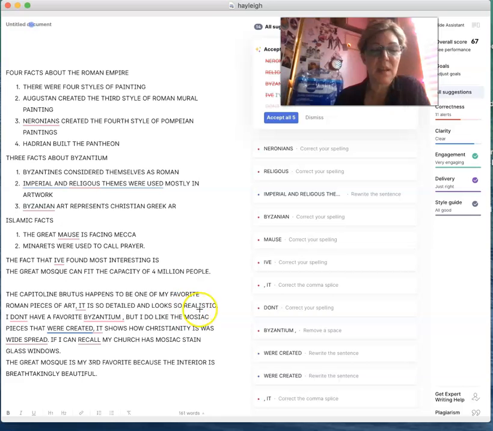Okay, again, detailed and realistic. That could describe so many art pieces. Please be more specific. Mosaic pieces. Okay, that's interesting. So you've got a fact combined with an opinion or a personal connection. Okay, this is good. You've added an extra, this is like an adverb, but why? What is it about it that's so beautiful to you? Go into a little bit more detail.